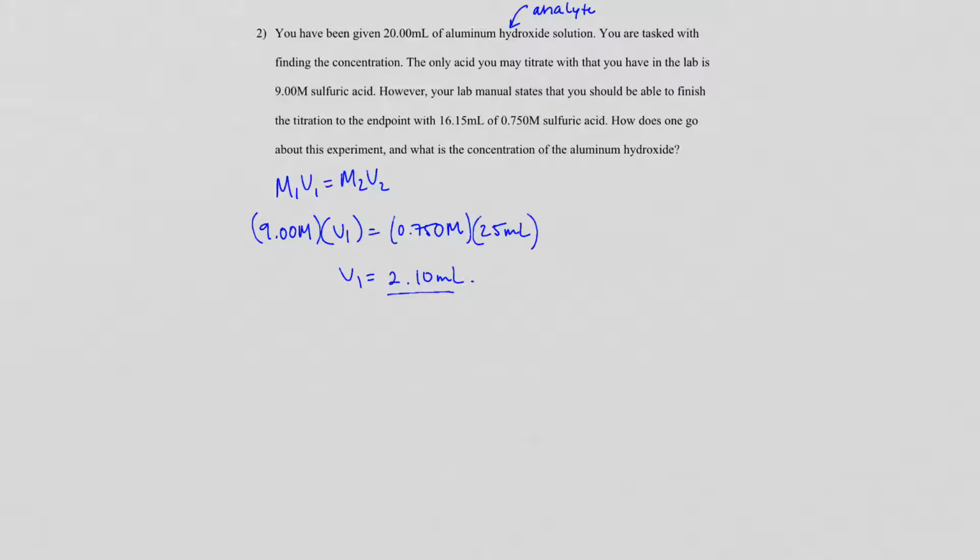Okay? So basically, if you calculated for less than 25 mils of your titrant, you should have less than 2.1 mils of 9 molar sulfuric acid to make it. Let's go on to the next part.